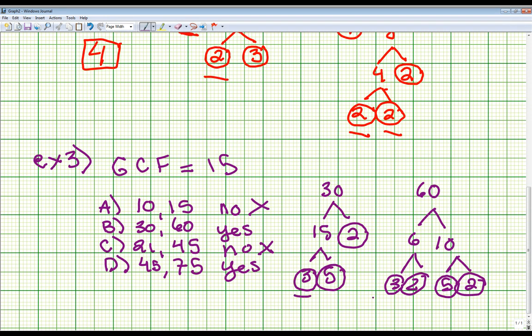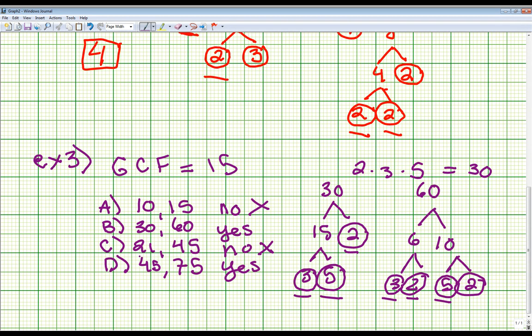So let's look and see what they have in common. We have a 3 here and a 3 here. We have a 2 here and a 2 here. And we have a 5 here and a 5 here. So they all share a 2, a 3, and a 5. So if we listed those out, 2 times 3 times 5, let's see if that would get us to 15. 2 times 3 would be 6, and 6 times 5 is 30. So 30 is actually 30 and 60's greatest common factor, not 15, which means this one cannot be it.